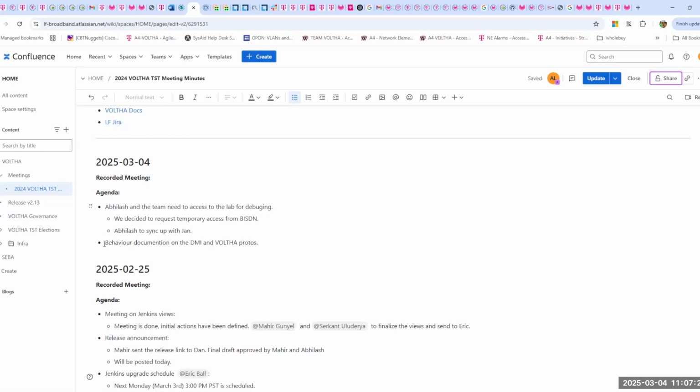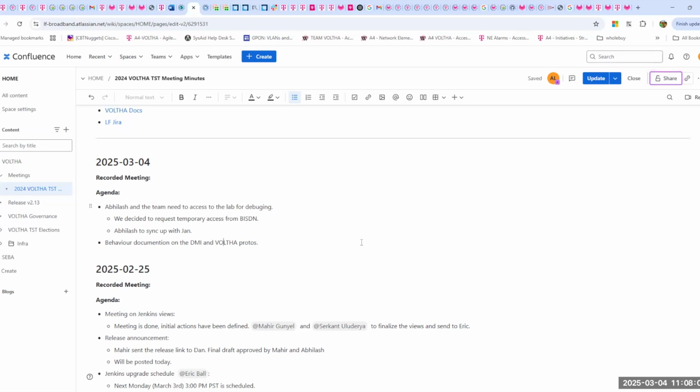Okay. And the next point is on the behavior documentation on the DMI and VOLTHA protos. So the interfaces, the DMI interface and the VOLTHA protos interface, especially the northbound interface to the core, and also between the adapters, the inter-adapter interface, and also the OpenOLT interface. Yes, the protos are well defined, but we'll also have to come up with the documentation on the behavior.